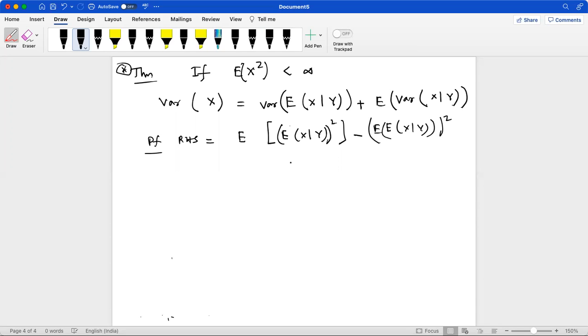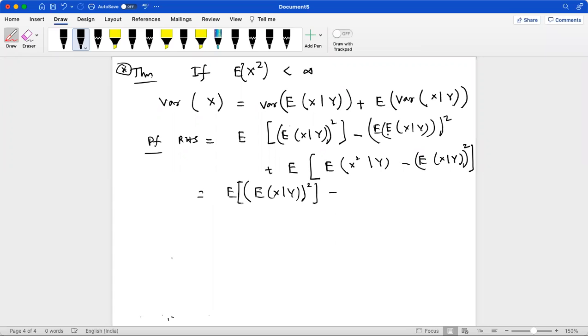And again, this part, what is this? This is the expectation of what? This is the expectation of, again, the variance of this. So what is the variance of this? This is the expectation of x squared given y minus expectation of x given y, and then whole square. So this is, what is the next part, next line? So it is expectation of expectation x given y, then whole square.